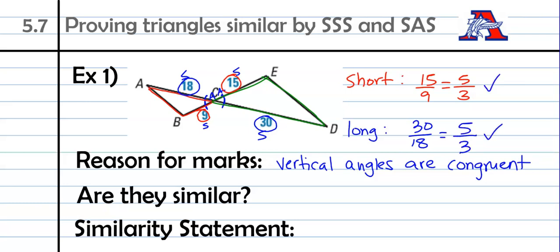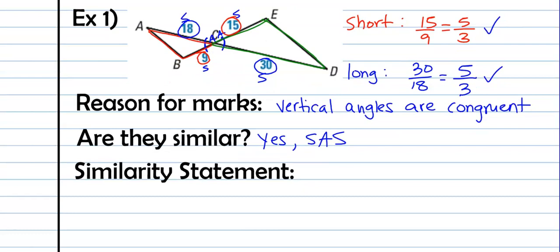So we got 5/3 and 5/3, and we have those congruent angles. So yes, these triangles are similar by side angle side. Scale factor, or K, equals 5/3. And then for the similarity statement, I'm going to go triangle ACB is similar to triangle, let's make sure we go in the same order. I went long into that angle and short, so I want to go DCE.